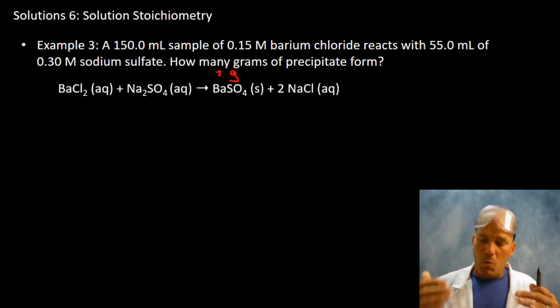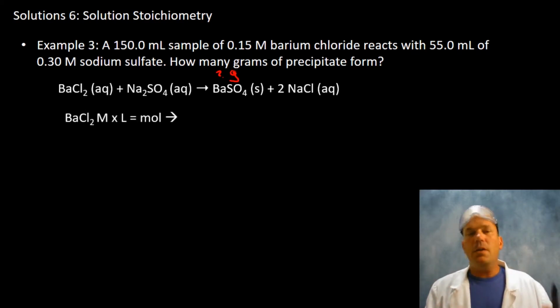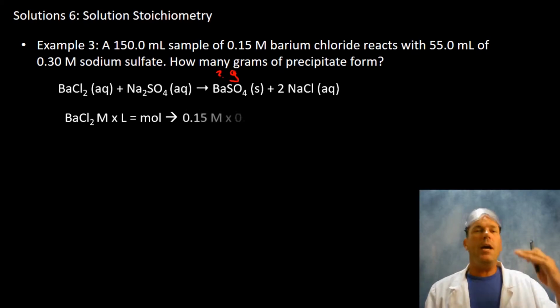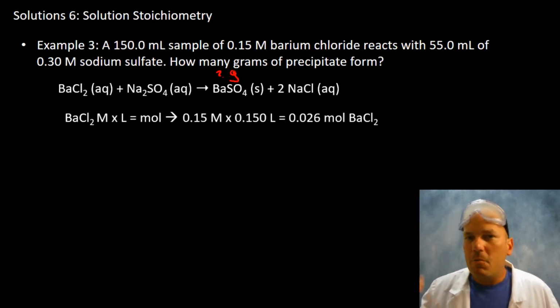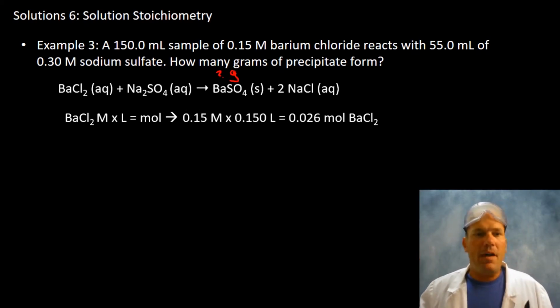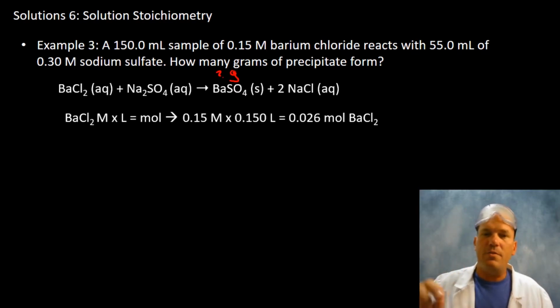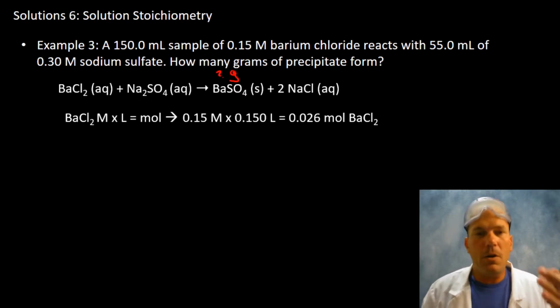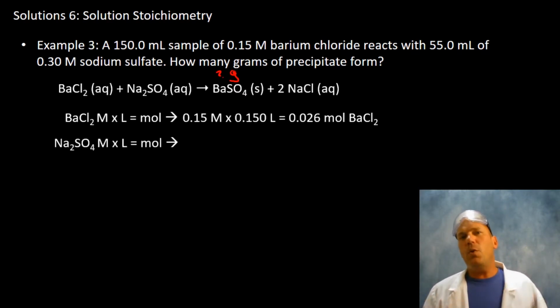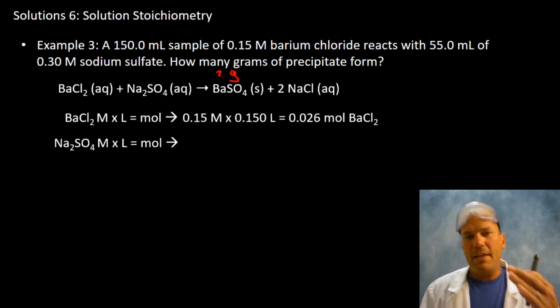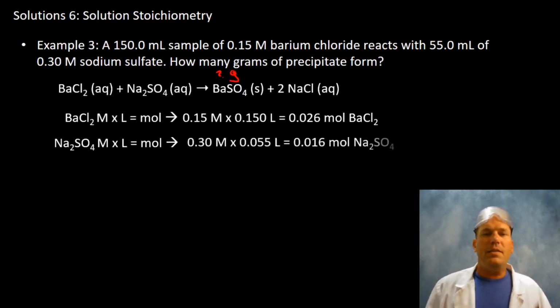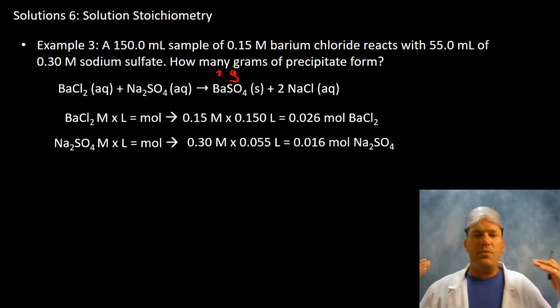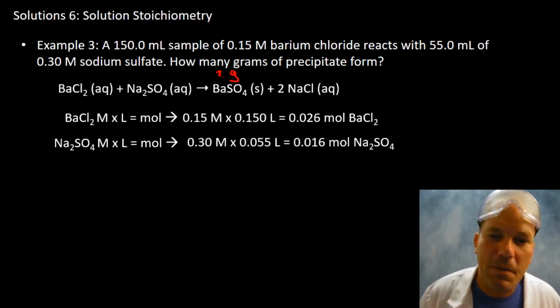Both of them, one at a time. Get them converted into moles. Starting with barium chloride, how many moles do we have? Well, we take the molarity multiplied by volume. Make sure your volume is in liters, and we get the moles of barium chloride. Let's do the same for sodium sulfate. Again, make sure everything is in liters multiplied by the concentration, and we get moles of sodium sulfate.